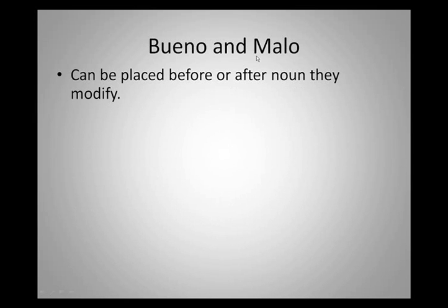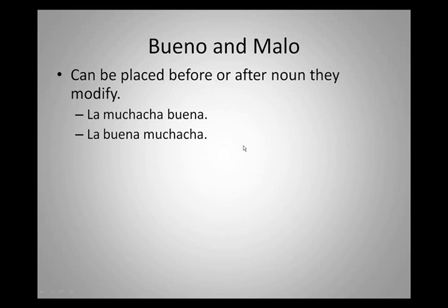These are special adjectives in a couple of ways, and you'll see why, but they can be placed before or after the noun that they modify. La muchacha buena, the good young lady. La buena muchacha, the good young lady. There's no meaning change between la muchacha buena and la buena muchacha. It means the same thing. It's a tricky one.